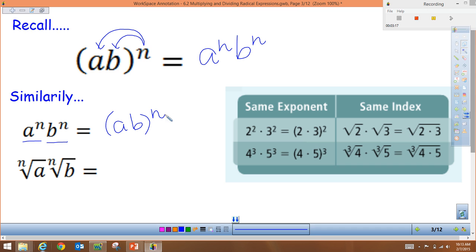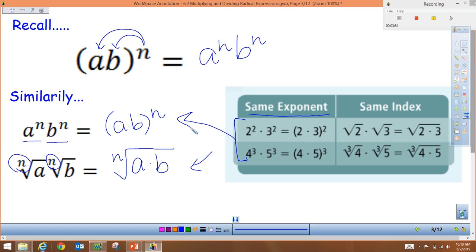Similarly, for this next one, we have the same root. This is sort of new. We're going to have this same root underneath the radical sign, and then we can move both of those and multiply them underneath. We're going to look at some examples here. Same exponent: 2 squared, 3 squared becomes 2 times 3, squared. These two are just like this one: 4 cubed, 5 cubed. Remember, this only works if it has the same exponent. Then 4 times 5 goes in the parentheses and you cube them.